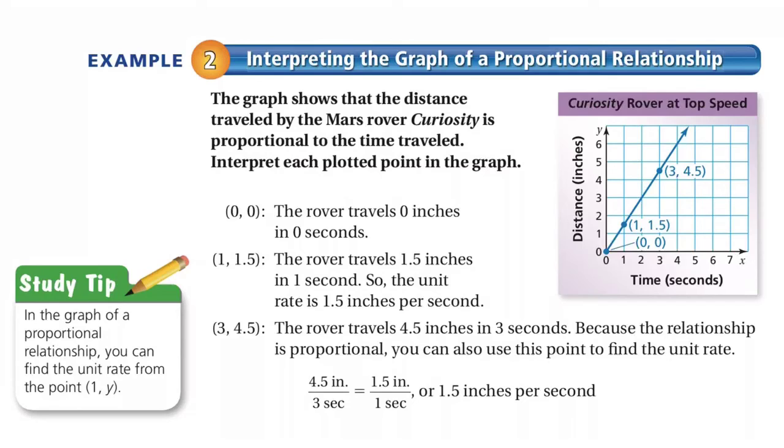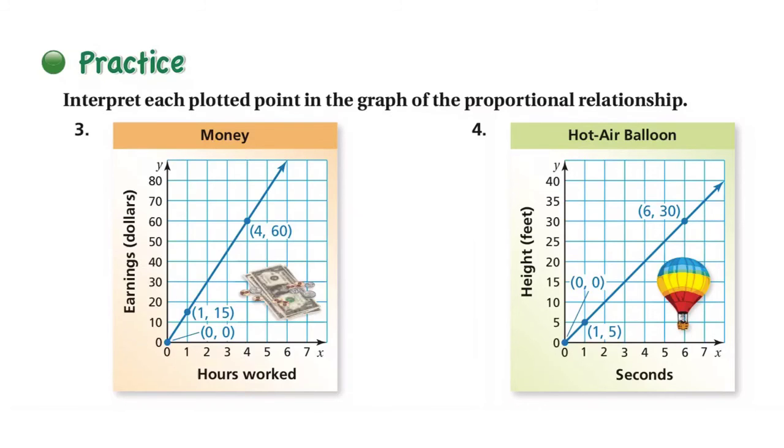The study tip on the side says, in the graph of a proportional relationship, you can find the unit rate from the point 1, y. So if we just go down to where the x is 1, and we follow that up to the graph, we would get 1.5 inches per 1 second, which is the unit rate, because it has a 1 in the denominator. Here are 2 problems to do on your own.